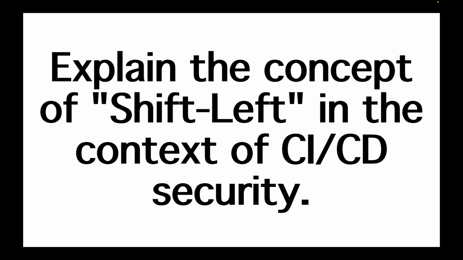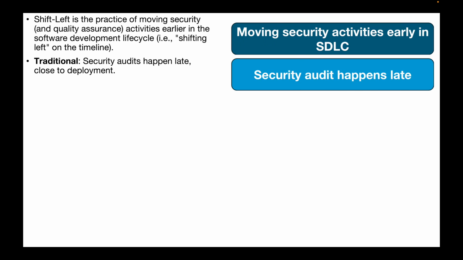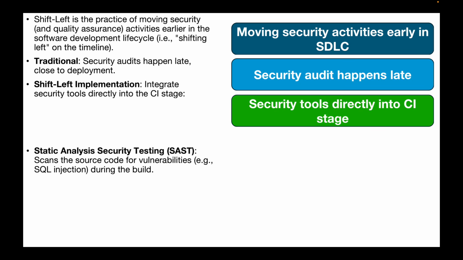The next question we have is explain the concept of shift left in the context of CI/CD security. So shift left is simply the practice of moving security and your quality assurance activities earlier into your software development lifecycle, like shift left on the timeline itself. So traditionally, security audits happen late, very close to the deployment. So basically, you can implement your shift left by integrating security tools directly into your CI stage.